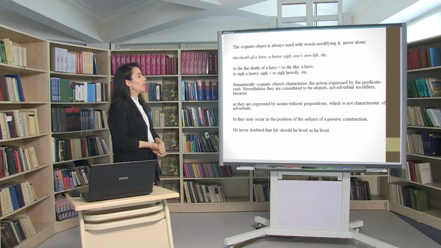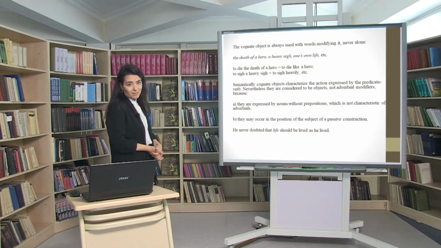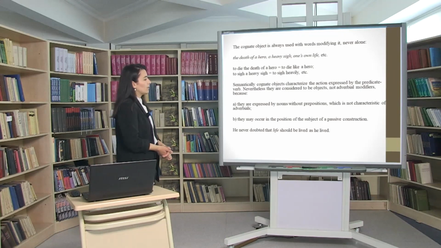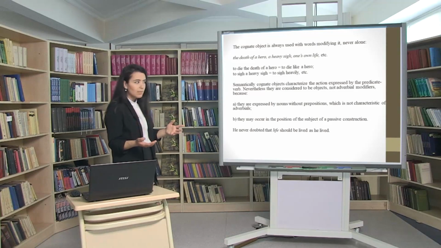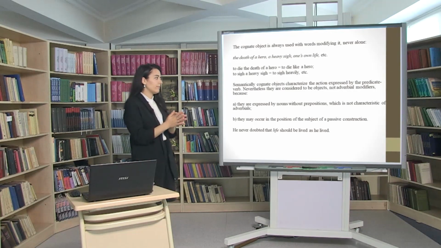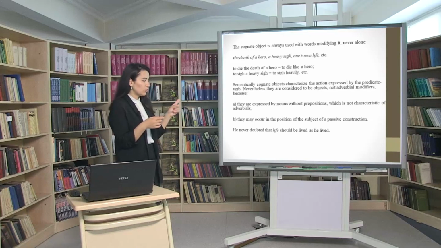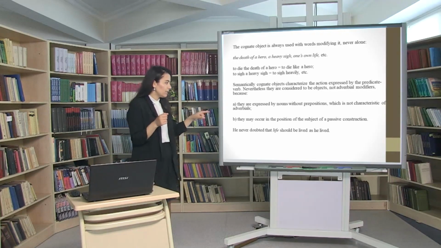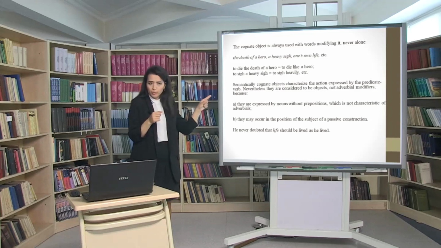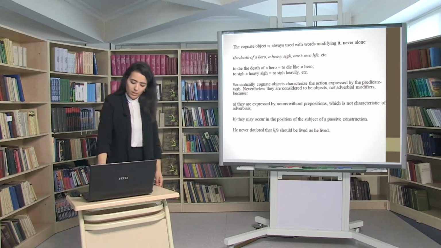Semantically, cognate objects characterize the action expressed by the predicate verb. Nevertheless, they are considered to be objects, not adverbial modifiers, because they are expressed by nouns without prepositions, which is not characteristic of adverbials. They might occur in the position of the subject of a passive construction. For example, he never doubted that life should be lived as he lived. In this sentence, you see this is an object. That is why we can convert this sentence into a passive form.